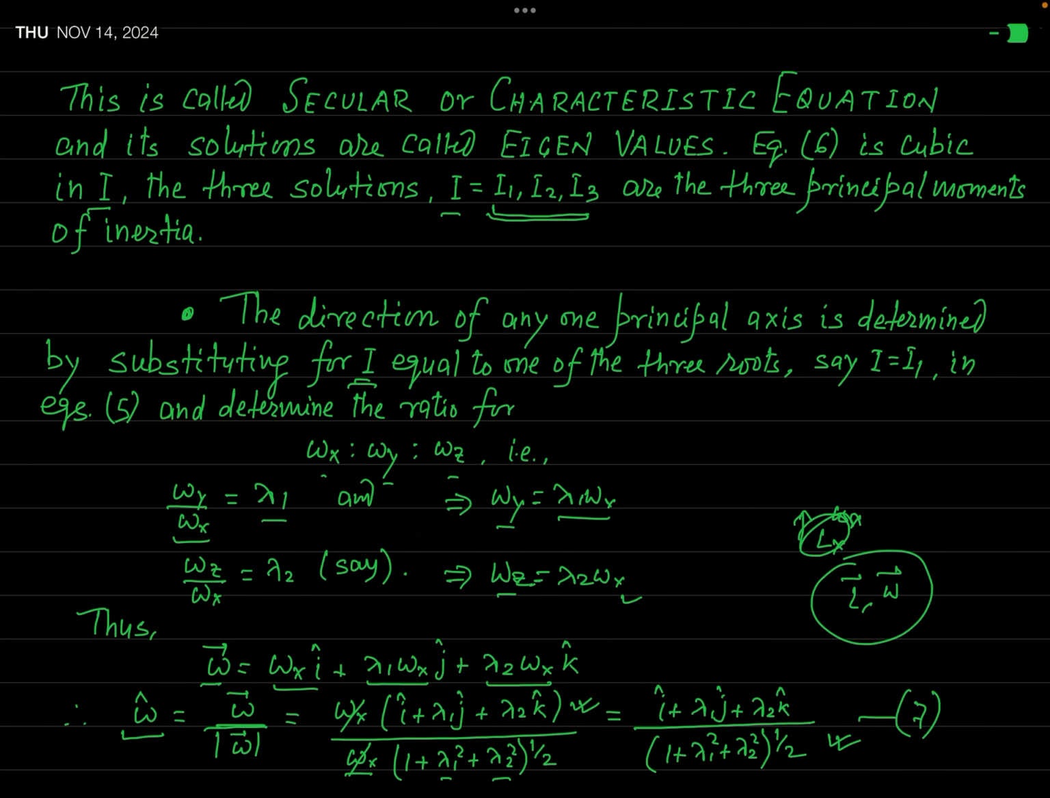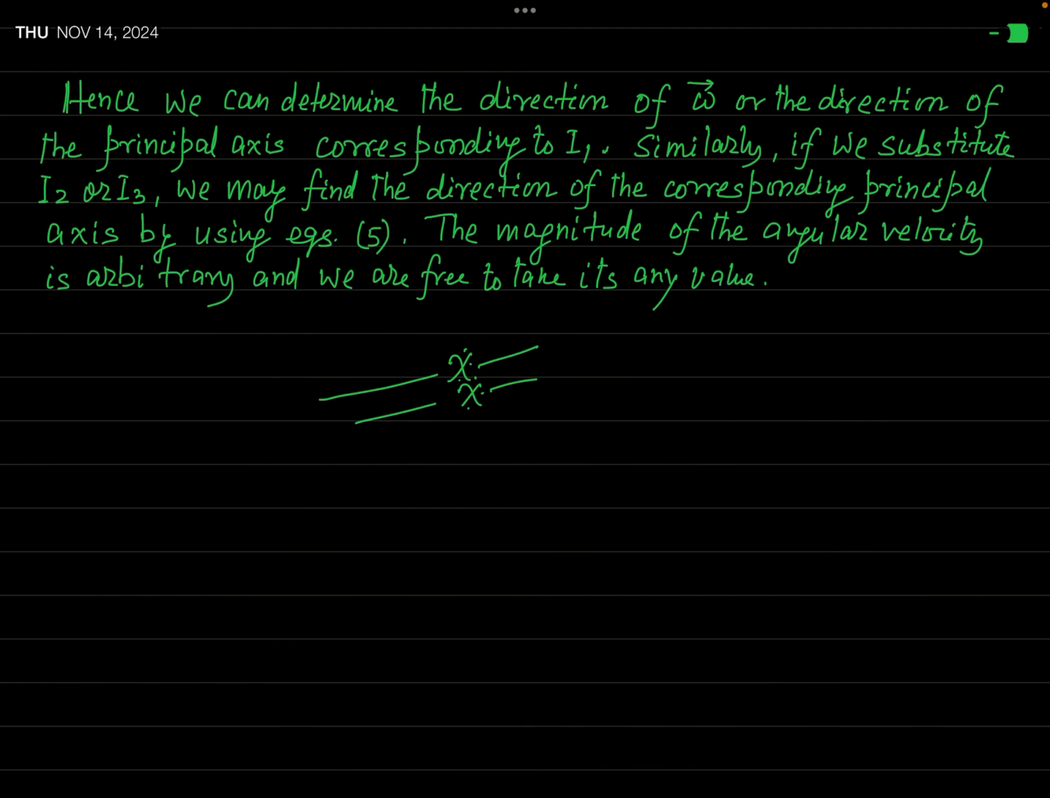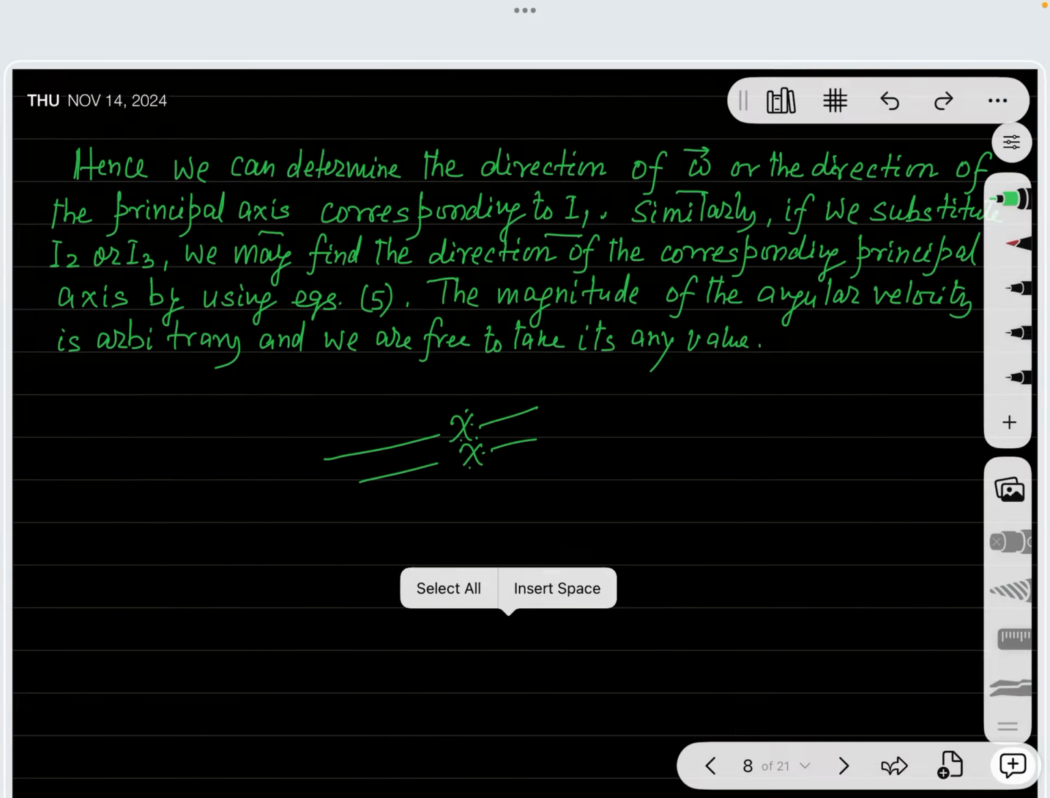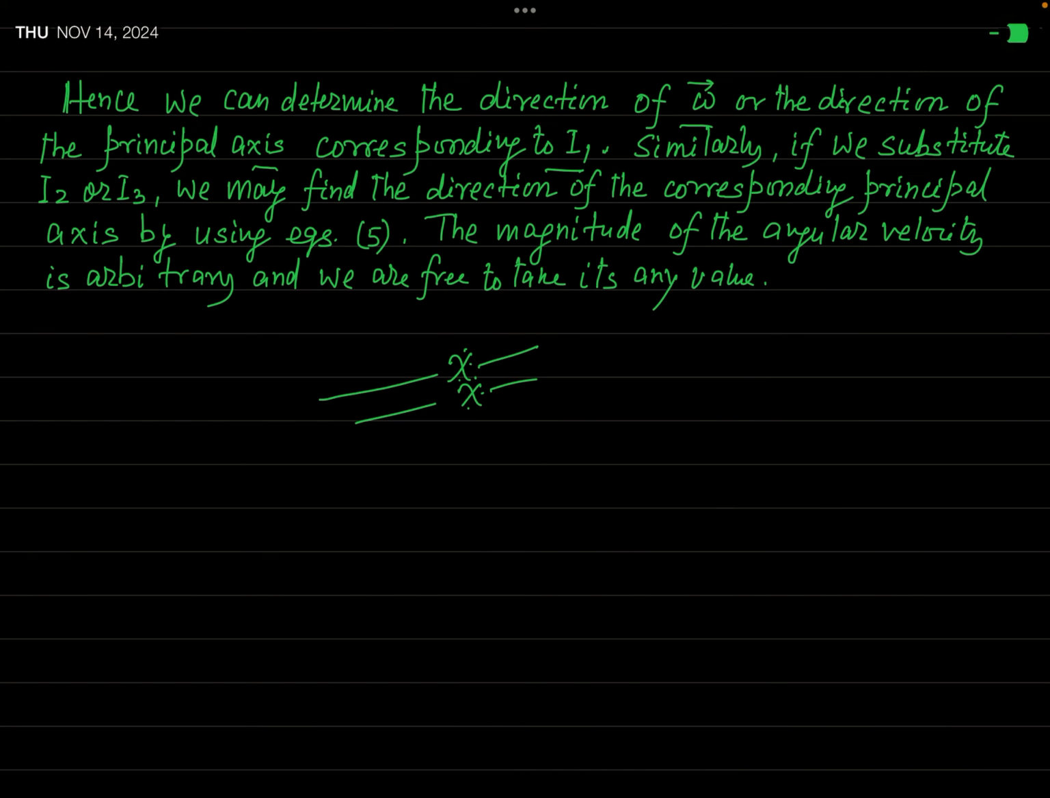Okay. Now in a similar manner, taking I equal to I2 and I equal to I3, you can find the direction of the second and the third principal axis. So I have mentioned it here, you can see. Hence we can determine the direction of omega or the direction of the principal axis corresponding to I1. Okay. Similarly, if we substitute I2 and I3, we may find the direction of the corresponding principal axis using equation 5. Okay.